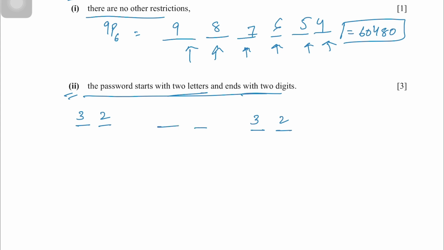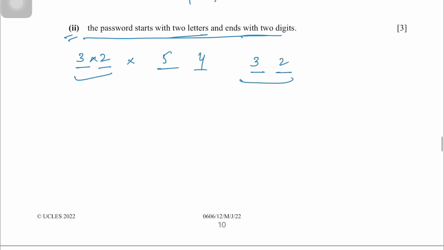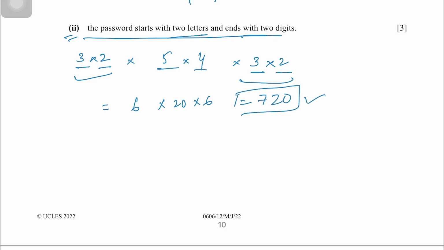Now we are left with only two positions. We have already chosen four, so we are left with the other five, and then one is chosen from here, so this would be four. Now we can multiply all of them, so we get our final answer. This would be 6, this would be 20, this would be 6, so this would be 720. So this is our final answer.